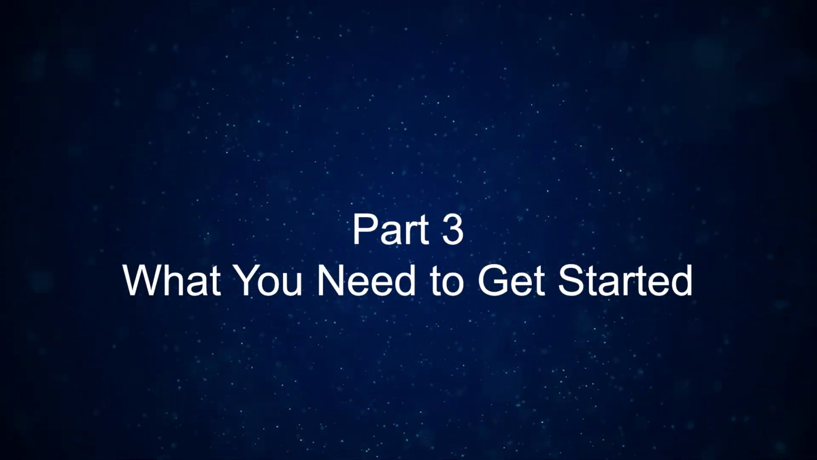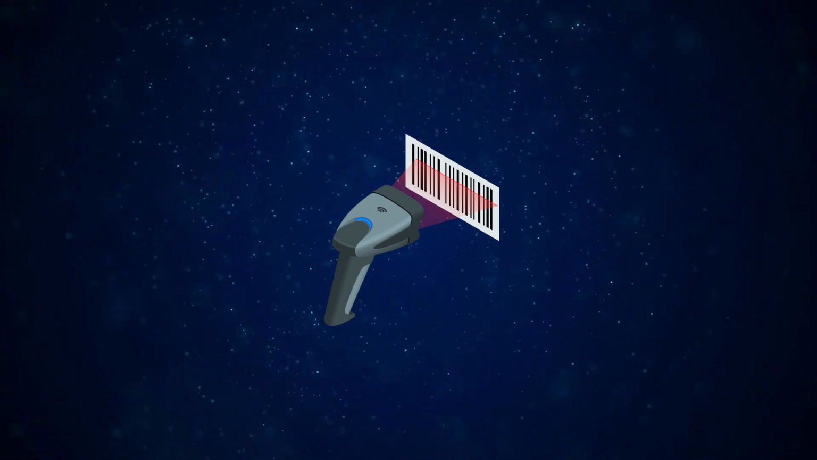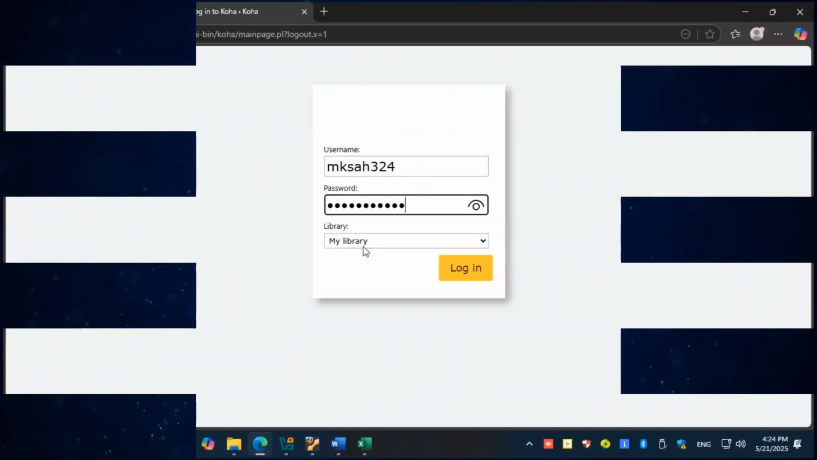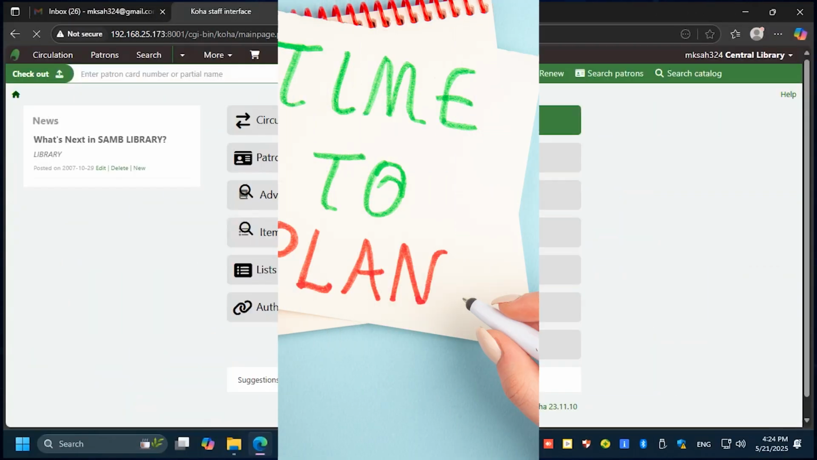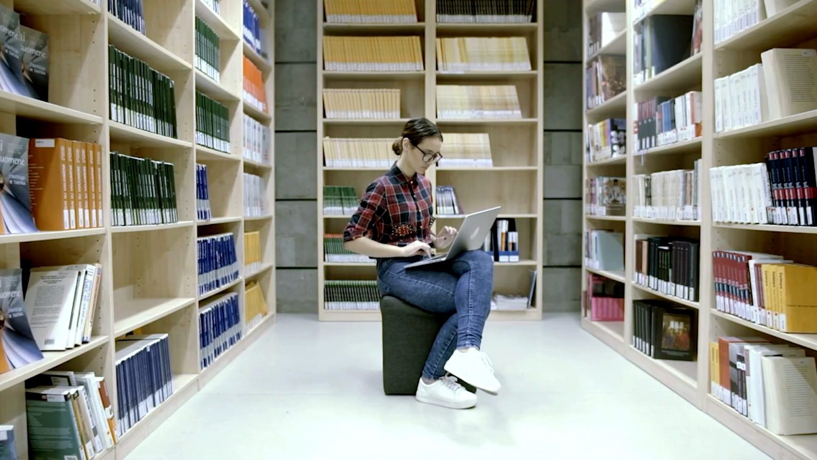Part 3. What you need to get started. Before you begin, ensure you have a barcode scanner for efficient scanning, access to Koha with appropriate permissions, and a clear plan of which sections, shelves, or item types to verify.